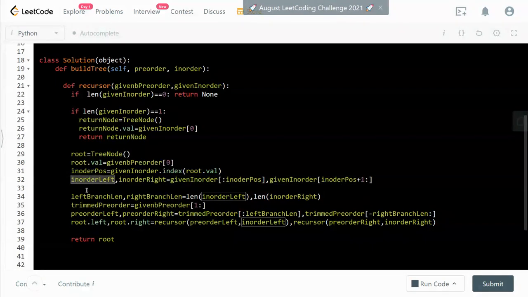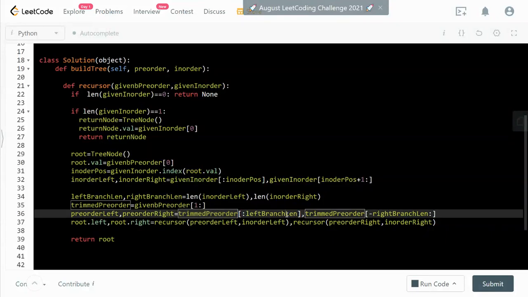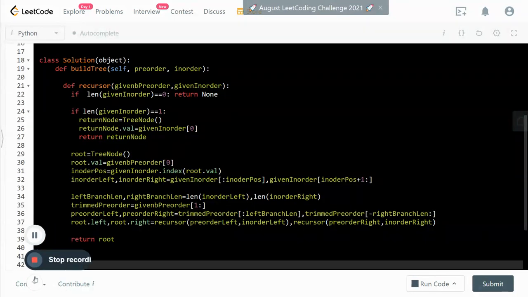And then after we finish the in-order left and in-order right, we need to finish the pre-order left and the pre-order right. And it comes from the trimmed pre-order. Again, the trim means that we toss the first element and we only look at the rest. And then we have the left length that we determined before. Also, we have the right length that we determined from the in-order before. And then we just grab it. This is how we can slice a list like this, because we know exactly the length we are looking at.